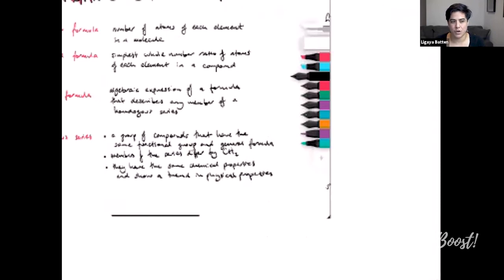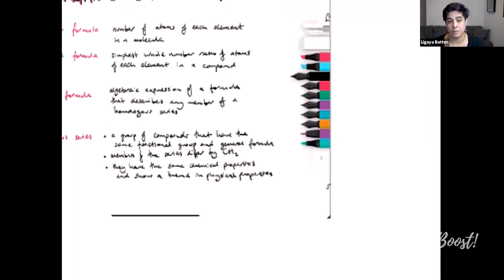Right, so we've got some key definitions here that you'll need to know and remember throughout your organic chemistry studies. The molecular formula you will have come across before. This is the number of atoms of each element in a molecule. So this is the actual number of atoms of each element in a molecule. Sometimes you may actually see a definition say the actual number, but I think, for most intents and purposes, that's implicit. So the molecular formula tells us the actual number of atoms of each element in a molecule.